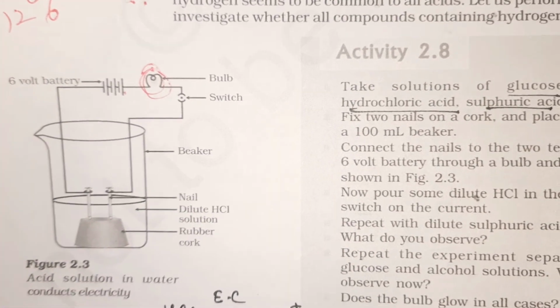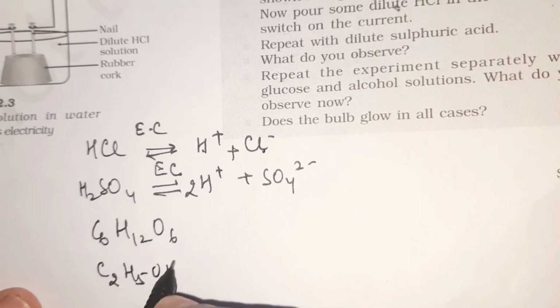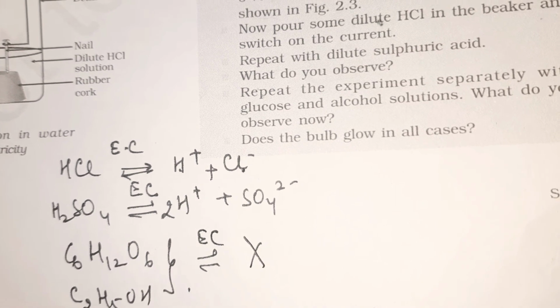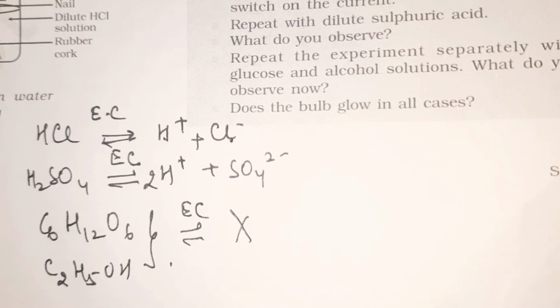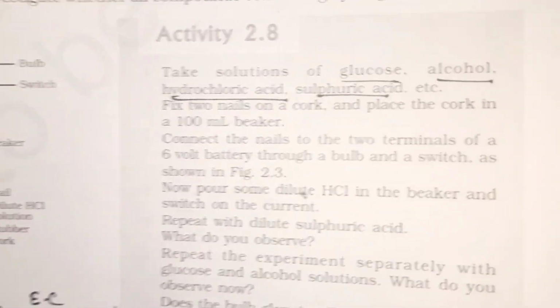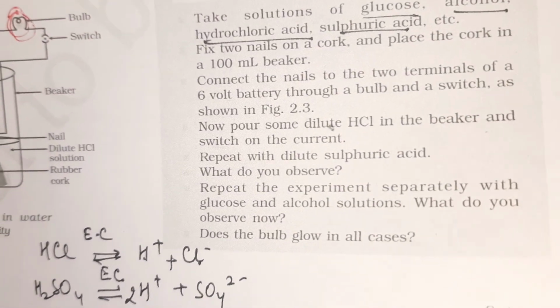Now, in case we are taking glucose, the formula of glucose is C6H12O6 and that of alcohol is C2H5OH. When an electric current is passed through them, they do not dissociate into ions. And once they do not dissociate into ions, none of the electric current will flow through the beaker and this bulb is not going to glow. Right? So any substance which dissociates into ions will allow the passage of electric current through it and the bulb will glow.